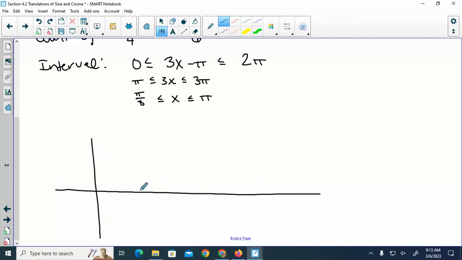Okay. My first point will happen at pi over 3. And then I'm counting by pi over 6. So it's like 1/3 or 2 over 6 plus 1 over 6. So 3 over 6 or pi over 2. Plus pi over 6 would be 4 pi over 6, so 2 pi over 3. 5 pi over 6 and 6 pi over 6, which is pi.